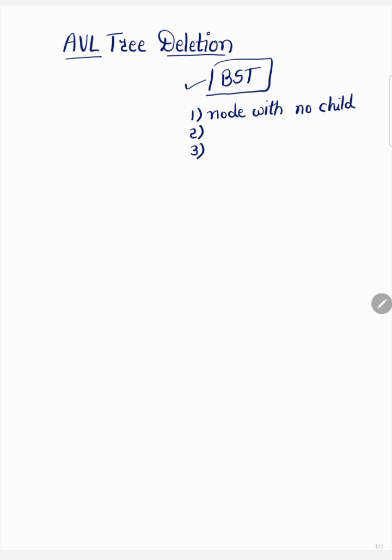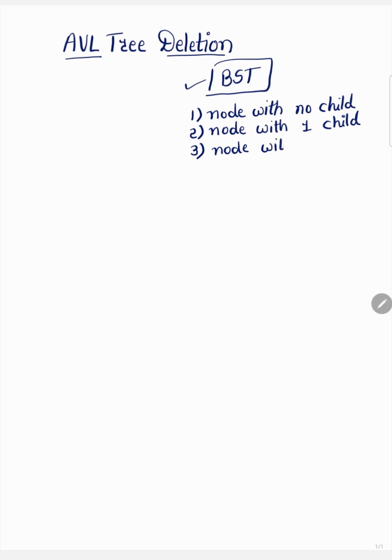If you have a leaf node and you want to delete it, you can directly delete it, no issue with that. Then you have a node with one child. If you want to delete a node that has only one child, either a left child or a right child, you can simply replace it with its child and delete that particular node. So that's a node with one child.